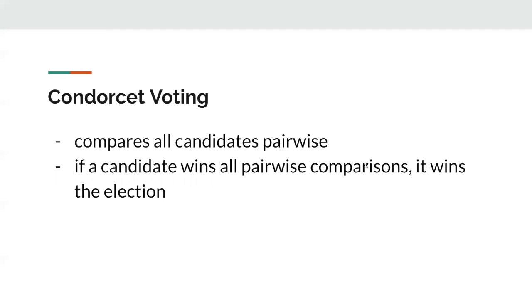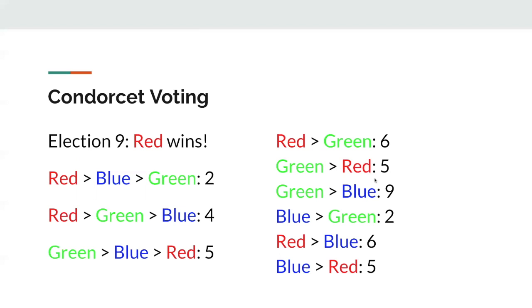Using the ballots from our sample election, each voter decides the winner of the pairwise comparisons based on which candidate they ranked higher in their ballot. Red wins this first election because red beats blue, green beats blue, and red beats green. Red beat all of its competitors, so red wins.